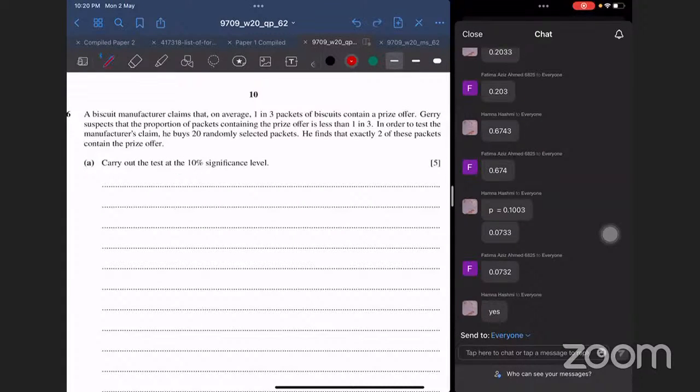Then I have to carry out the test. So I start collecting the data. कि ये जो था वो 1/3 था. Jerry कह रहा है कि नहीं जी less than 1/3 है.